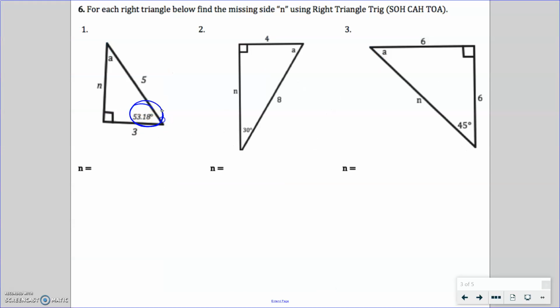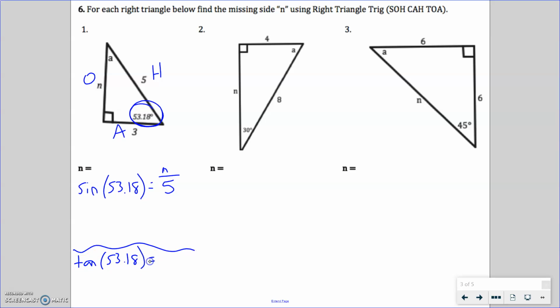So here's our reference angle in this case. So I'm going to label my O, H, and A. And I want to solve for side n. So really, you could do one of two things. You could use sine and do sine of 53.18 degrees is equal to n over 5. Or you could also do tangent of 53.18 degrees equals opposite over adjacent.